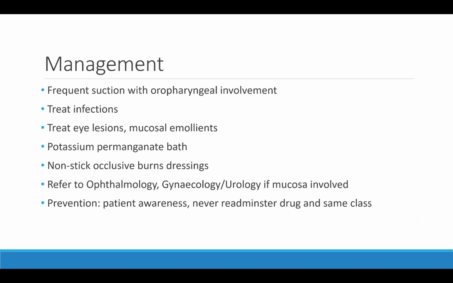In terms of prevention, make sure the patient is aware of what's going on and what they need to avoid, and never re-administer the drug and dose in the same class.